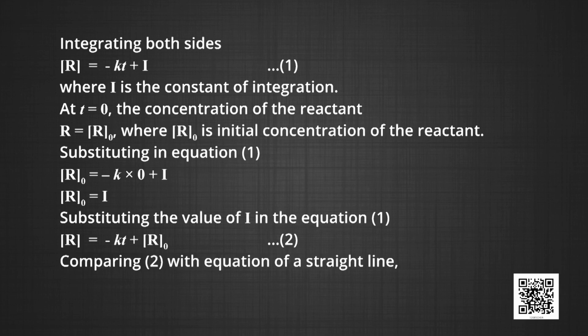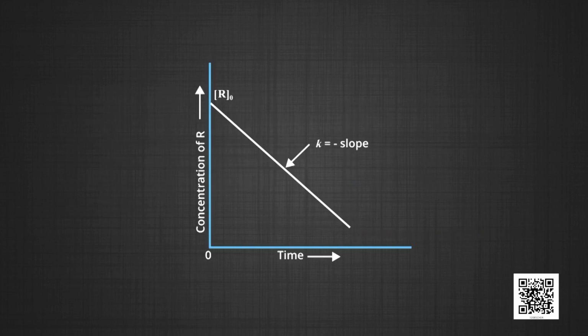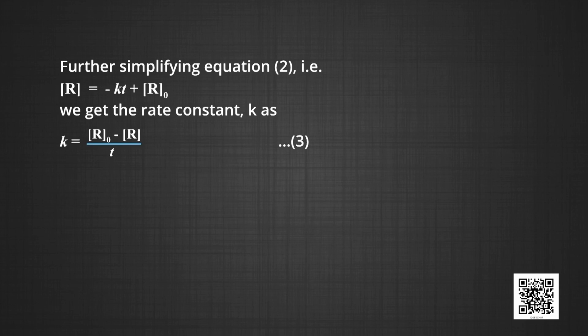Now comparing equation 2 with the straight line equation, y equals mx plus c, if we plot the graph between molar concentration of R against t, that is time, we get a straight line graph. That shows the variation in concentration versus time plot for a zero order reaction, with slope equal to minus k and intercept equal to [R]0. Now the graph is in front of you, which will help you to find out the value of slope and the intercept.